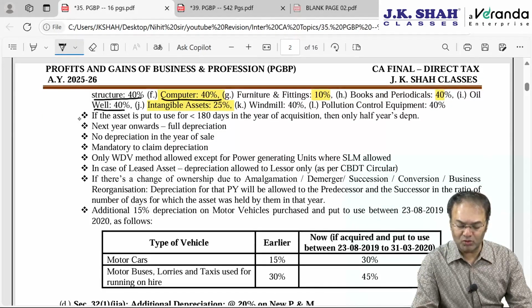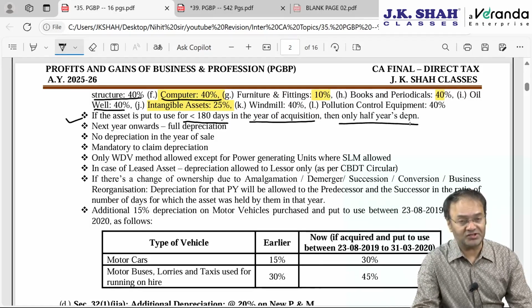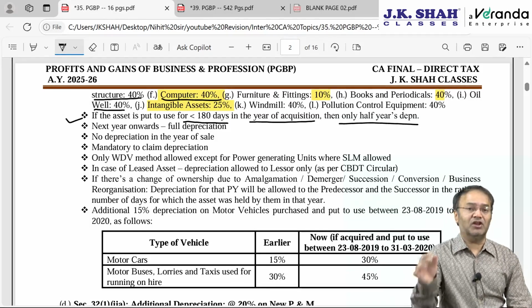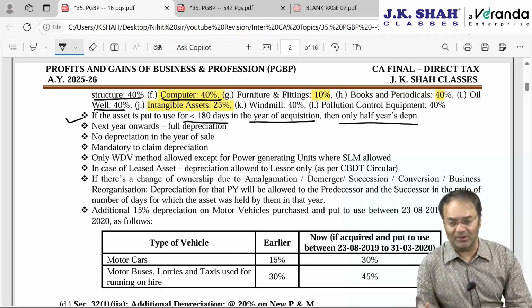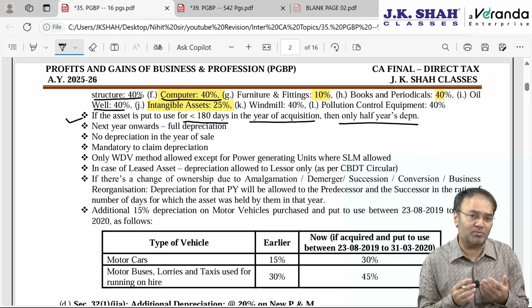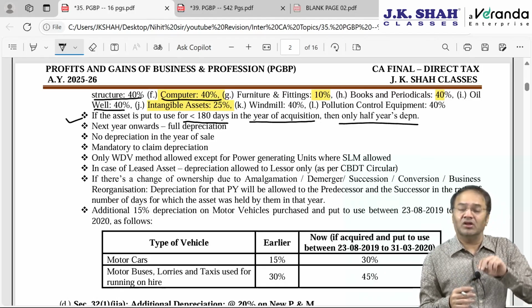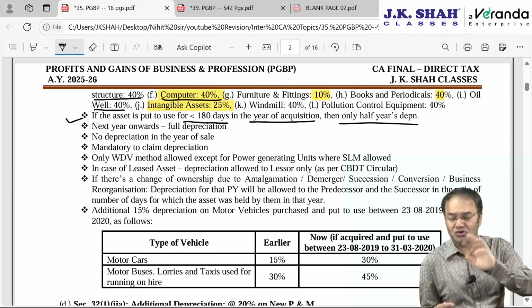Okay, if the asset is put to use, very important point, put to use for less than 180 days in the year of acquiring it, then only half year's depreciation will be allowed. Even if put to use on 31st March, the last day, used only for 1 day, then also half depreciation. Under the Income Tax Act, there is no concept of pro rata depreciation or proportionate depreciation. There are only 2 possibilities, either full depreciation or half depreciation. There is no other possibility.